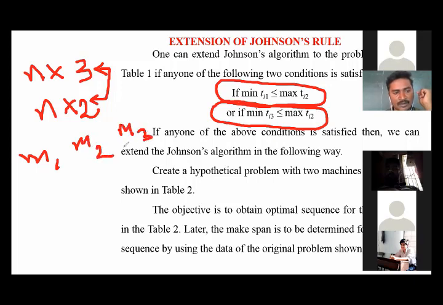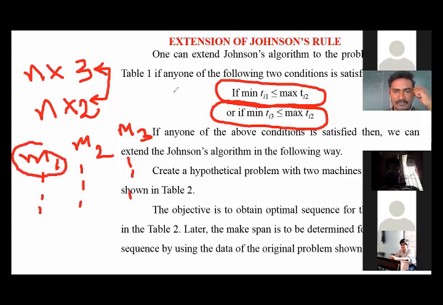Three missions we have, and for each and every mission we have some processing times. These are the process times. For example, the M2 mission we are going to keep constant, and we take the maximum value of M2. The maximum value of M2 we are going to identify from these process times, and we are going to compare that maximum value with the minimum of M1 and M3.